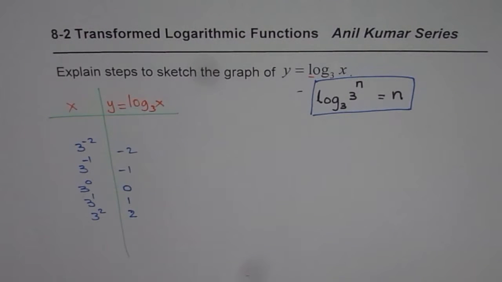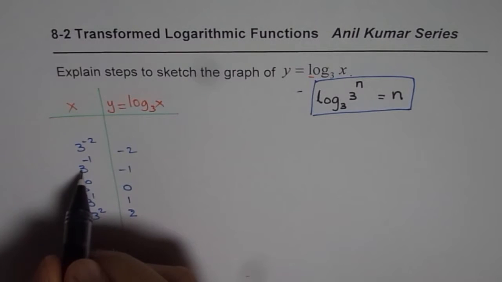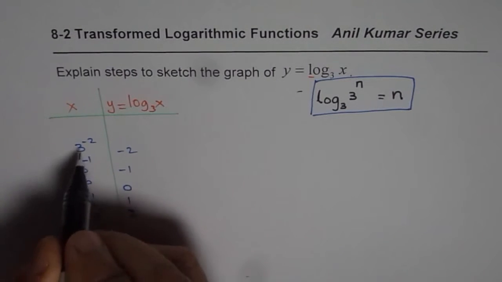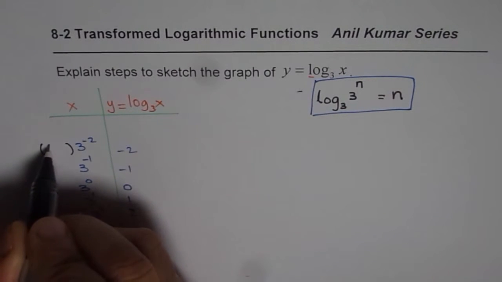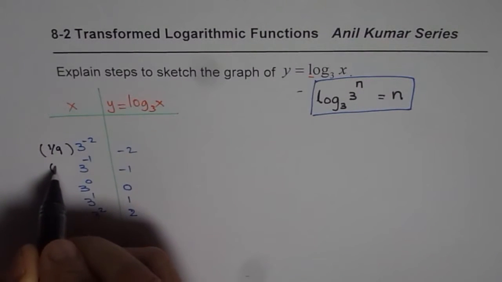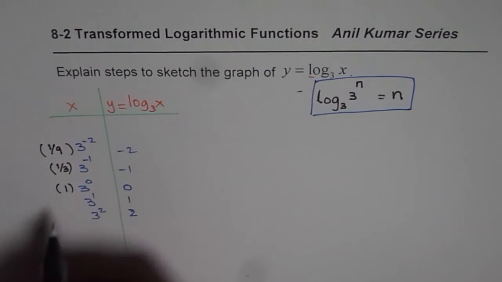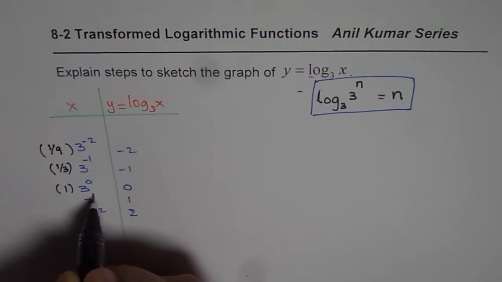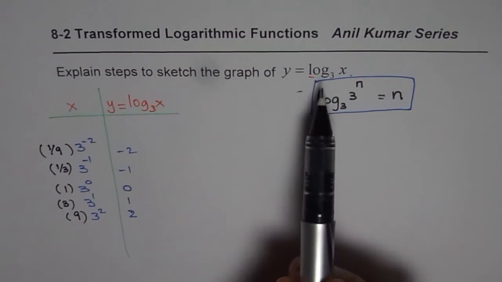Now when I write 3 to the power of minus 2, you understand what I am saying? When I write 3 to the power of minus 1, what am I saying? The x value for 3 to the power of minus 2 is 1 over 3 squared, which is 1 over 9. For 3 to the power of minus 1, the x value is 1 over 3. Anything to the power of 0, the x value is just the number 1. Anything to the power of 1 is the number itself, so the x value is 3. 3 squared is 9.